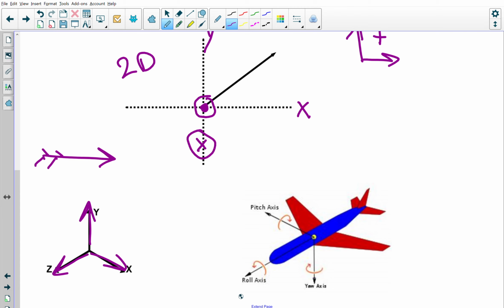All right, here's just a picture of a plane. You can see this with boats. 3 different axes, the roll axis, the pitch axis, so different ways you can rotate this plane, and the yaw axis, kind of your vertical axis there.